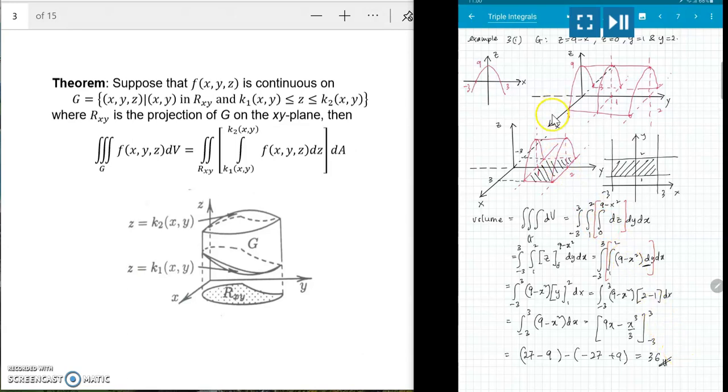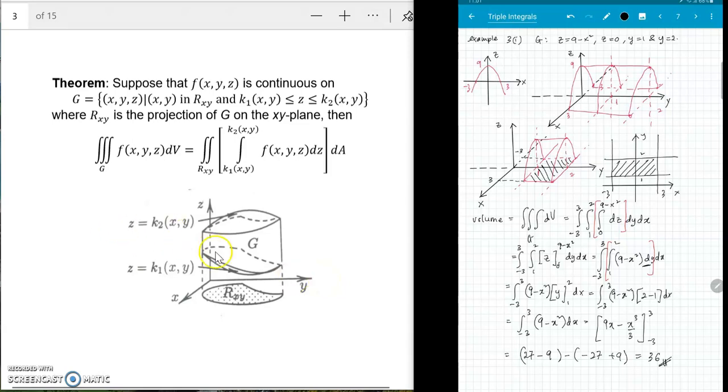So in this case, we project our solid onto the xy plane. The first integration should be with respect to z, and then figure out the upper and lower limits for z, which would be the top surface minus the bottom surface.